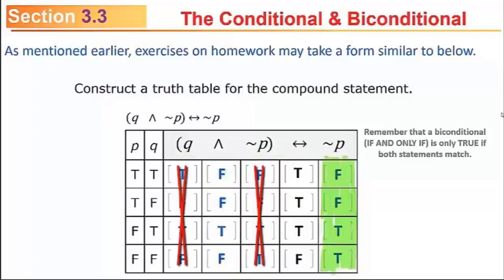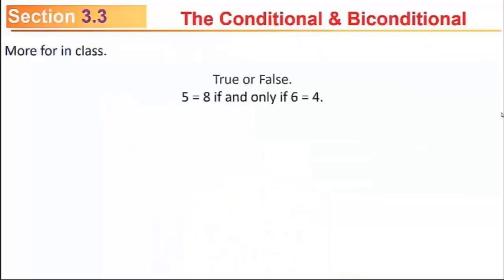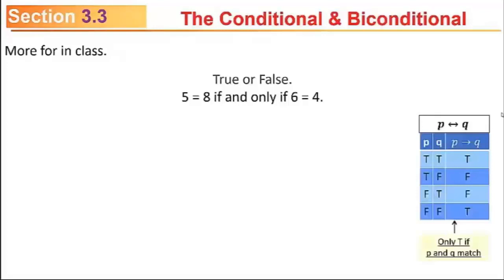And there's the truth table for the compound statement. Let's practice a few more things. Is this true or false? 5 equals 8 if and only if 6 is equal to 4. Remember, this is an if and only if, which is the biconditional. It's only true if they match.